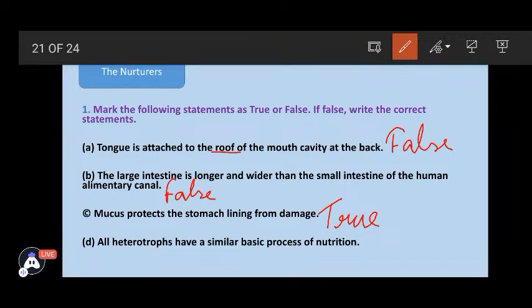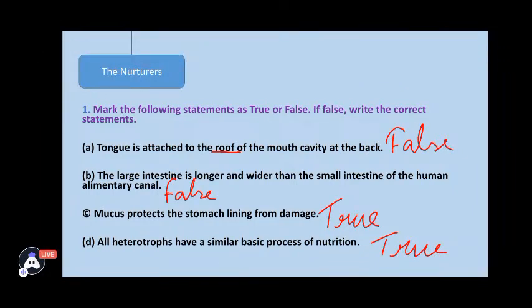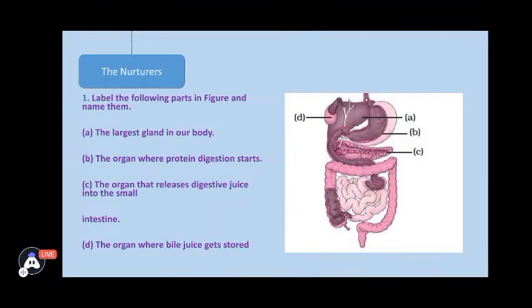Moving ahead to the last true and false. All heterotrophs have a similar basic process of nutrition. I repeat, all heterotrophs, meaning the organisms which cannot make their own food, have a similar basic process of nutrition. Yes, they all have a similar basic process of nutrition because they're dependent on others. Very good. Majority of you have answered the correct one.